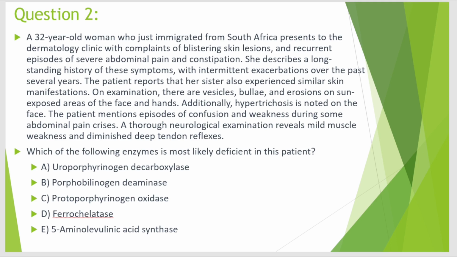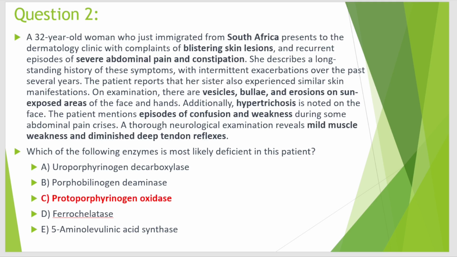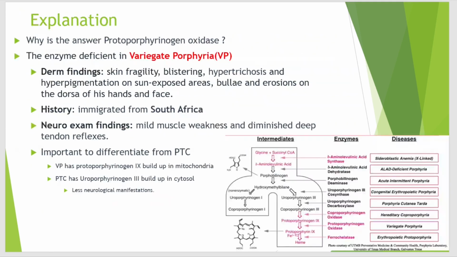So what enzyme do we think is affected? Any ideas? I'll give you some time to think about it. First, think of the disease that you want to pin down, and then try to pin down where it is in that chart. Yeah, that's right. It is a protoporphyrinogen oxidase mutation or deficiency, and this is variegate porphyria.